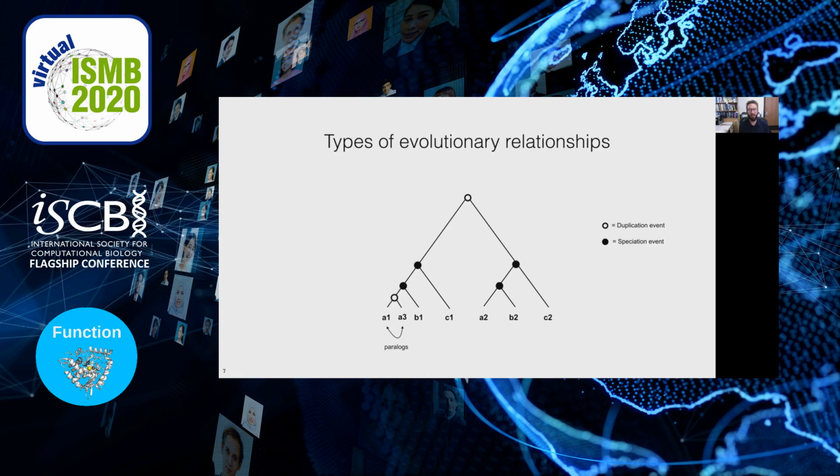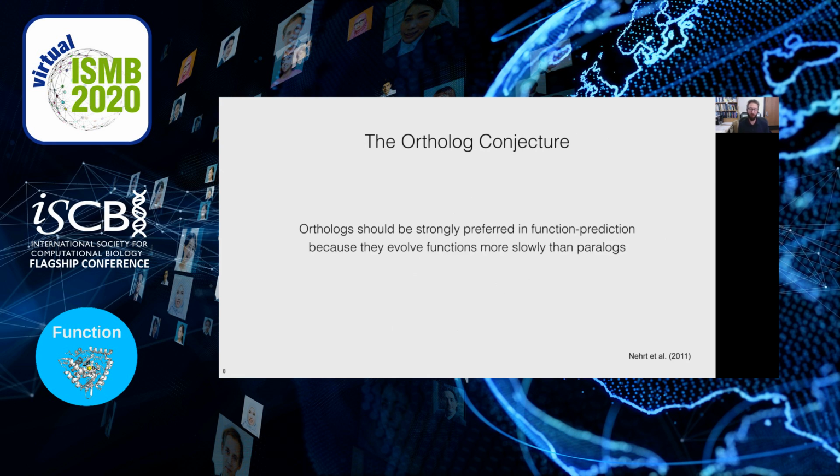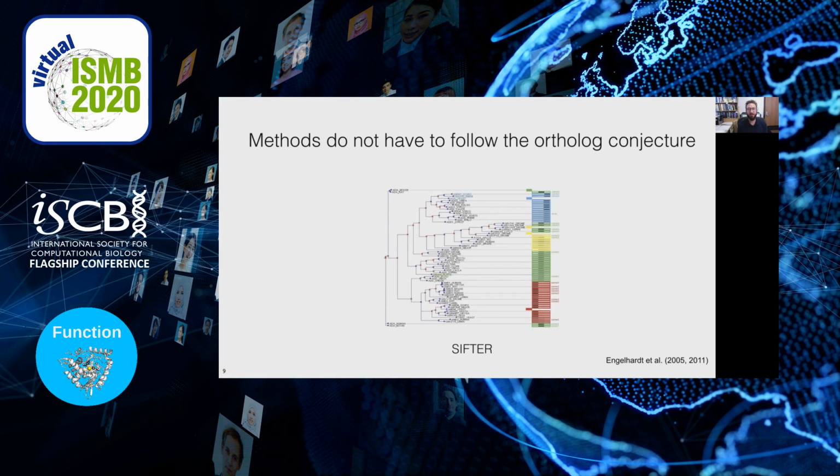But a guiding light in how to choose which evolutionary relationships to use in function transfer is what we call the Ortholog Conjecture. The Ortholog Conjecture states that orthologs should be strongly preferred in function prediction because they evolve functions more slowly than paralogs. So which evolutionary relationships should you use? You should use orthologs. Now, this is not a necessary condition. There are some methods that do very well without respect to using orthologs or paralogs. They don't have to use one or the other.